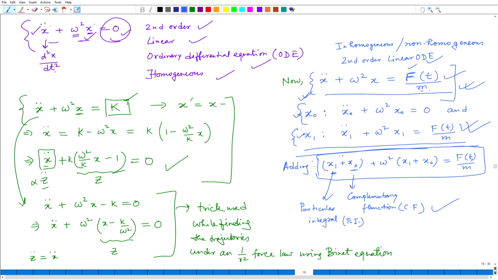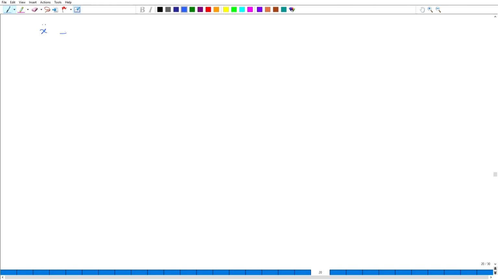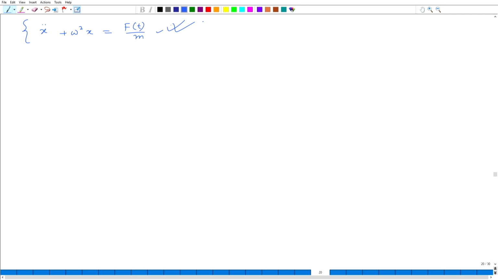Now, how to solve? We understand everything. Now, for this system, how to solve? For that, I just write x double dot plus omega square x is equal to F t by m. In general, how do we solve such an equation? Of course, we know the complementary function will simply be the solution of a simple harmonic oscillator, that we all know, but what will be the solution, or the particular integral, for this equation? The answer is we do not know.